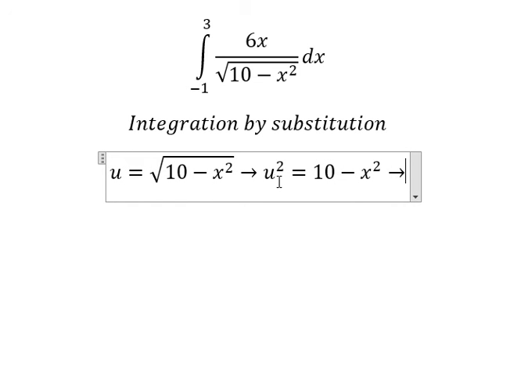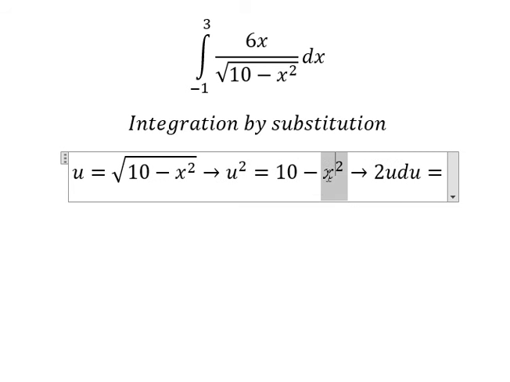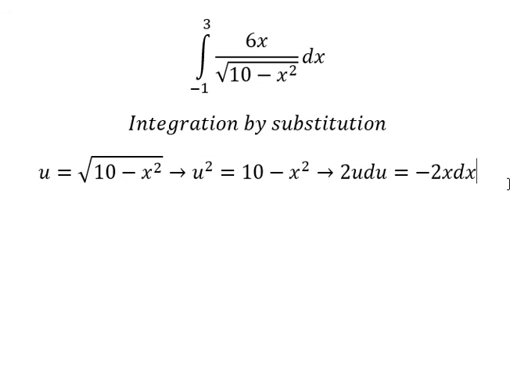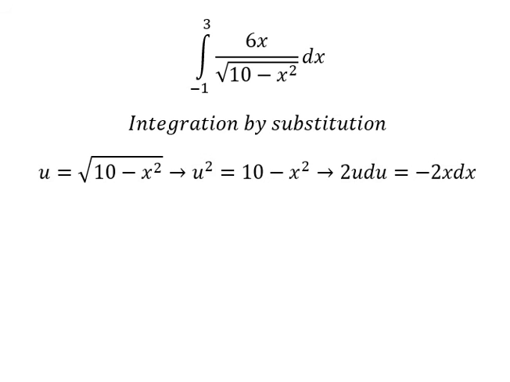Next, we need to do first the derivative for both sides. This one we have 2u. This one we have negative 2x, because this one is the constant, so you get 0 in here. Next, because we don't have negative 2, we need to divide both sides by negative 2.